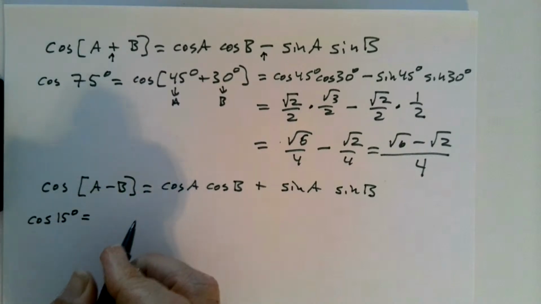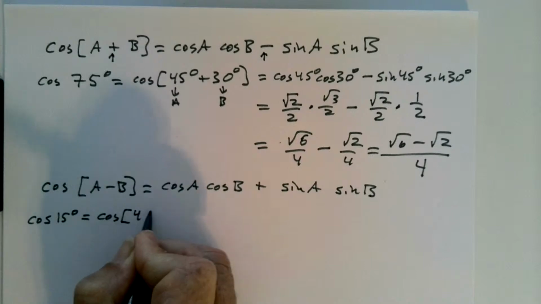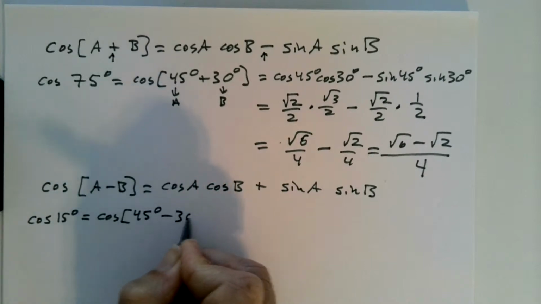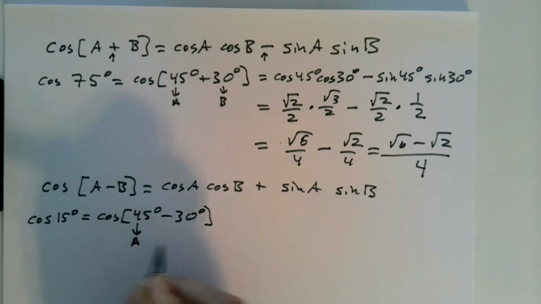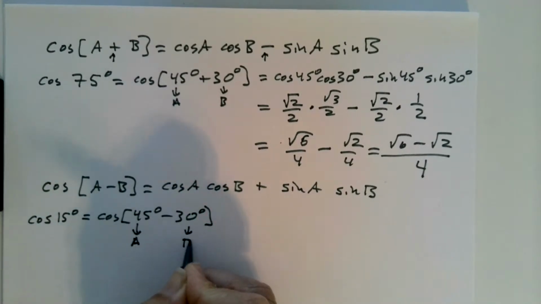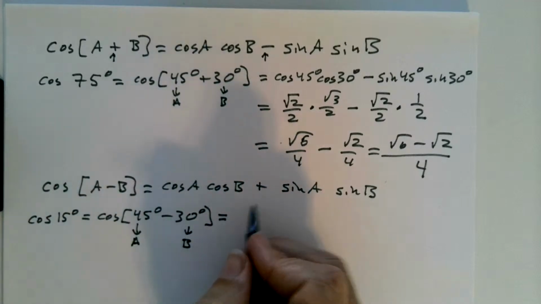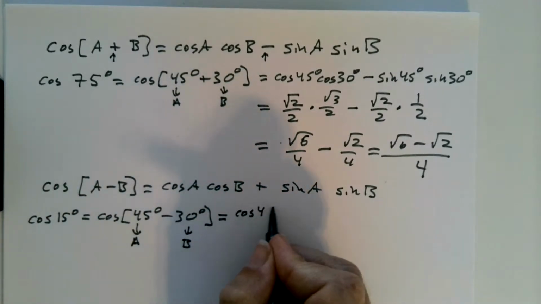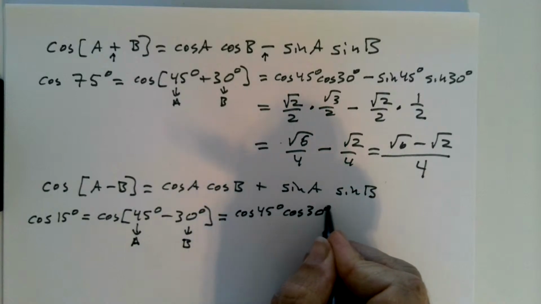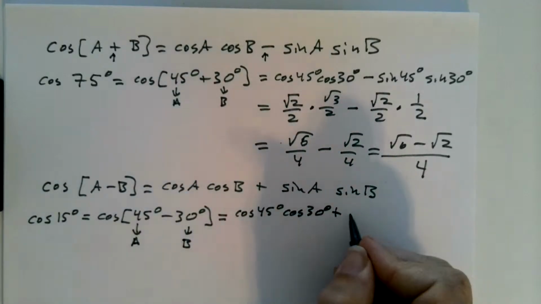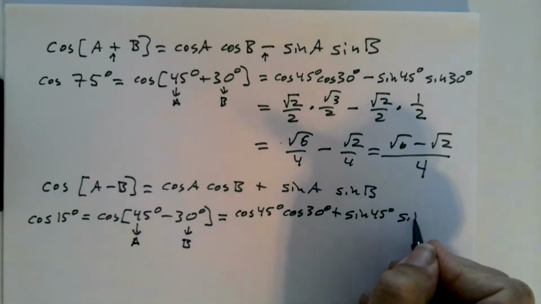So this time let me go ahead and do cosine of 15 degrees, which I will think of as cos of 45 degrees minus 30 degrees. In that case, 45 degrees stands in for A, and 30 degrees stands in for B. So using that, cos A is cos 45, cos B, cos 30, plus sine A, sine 45, sine B, sine 30.